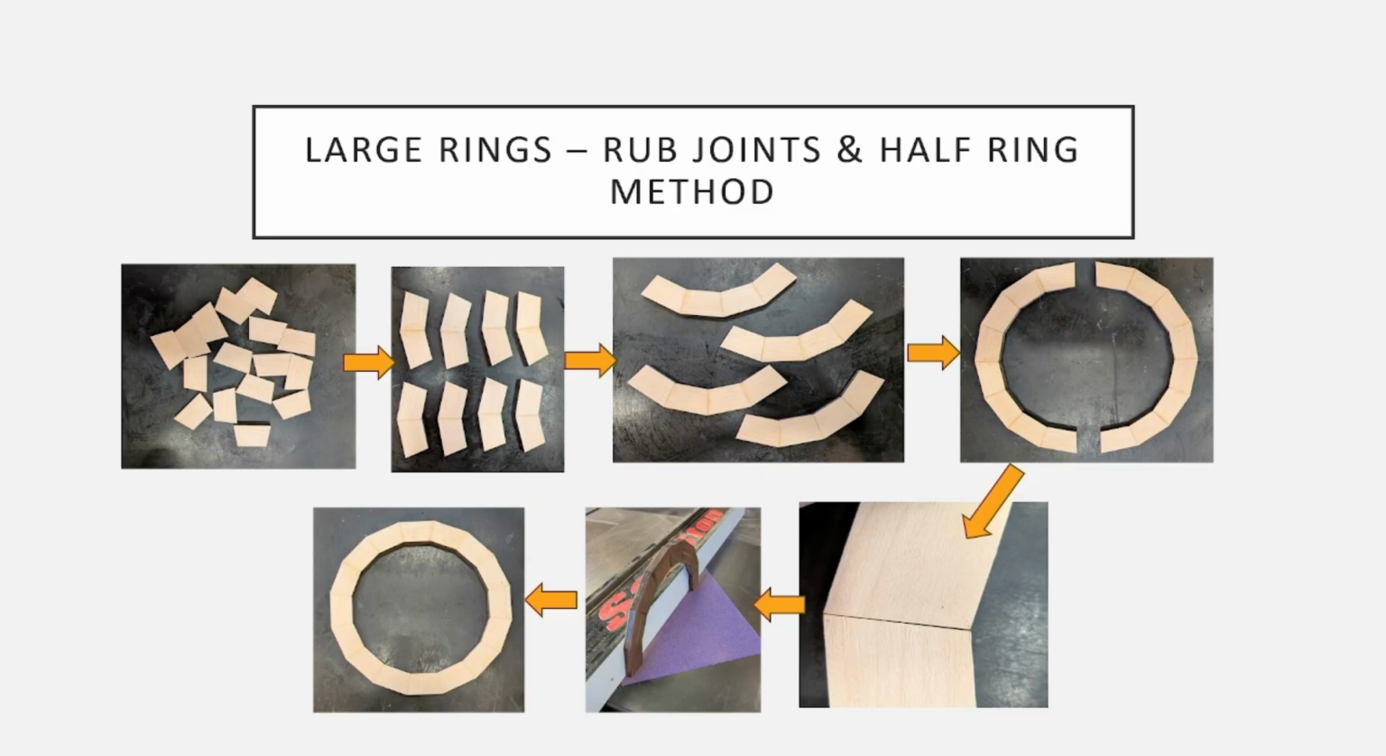Glue up the pairs. You've got two half rings. You check those half rings to see if you've got a gap. If you've got a gap, then you go to sanding them like I showed you, using my fence on my table saw. And then you've got your completed ring. And you're good. Okay. So you know how to handle that.